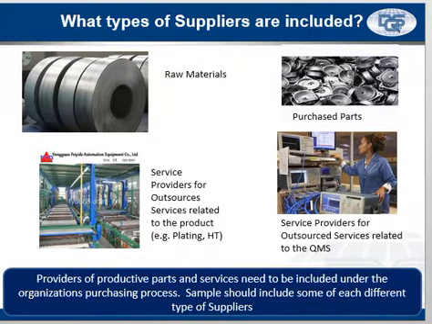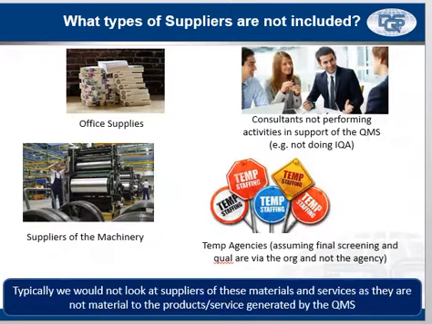So who doesn't have to be included? Well, it's a pretty small subset. Office supplies, suppliers of machinery, because machinery becomes qualified and then the parts are related to that qualification. Consultants not performing activities in support of the QMS. That means if they're doing internal audits, that's an outsourced service that supports the QMS, so they would need to be on the list. If not, they would not be on the list. And temp agencies, assuming that the final screening is done by the org. I struggled to figure out what to put on this chart because almost everything is included in the QMS.